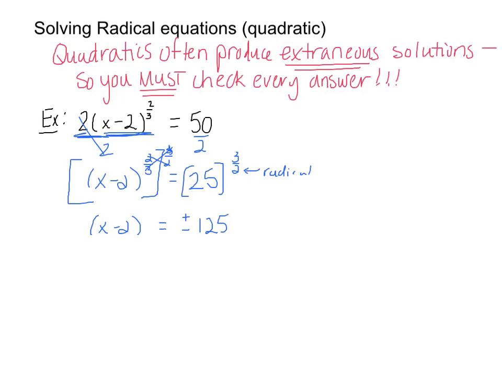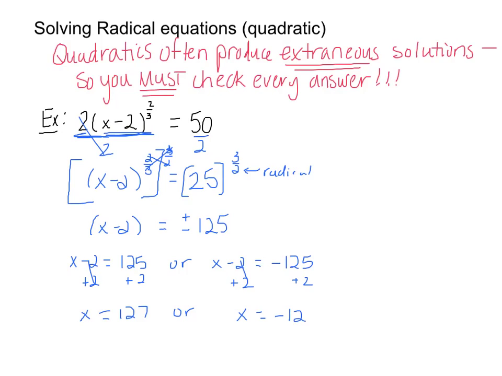Now we're going to split this up. x minus 2 could equal positive 125, or x minus 2 could equal negative 125. You have to solve both of them. So we add 2 to the other side here. That means x could equal 127, or if we add 2 over here, x is equal to negative 123. Now you've got both of these answers, and you're going to have to plug them in to check both of them. So let's go ahead and do that.